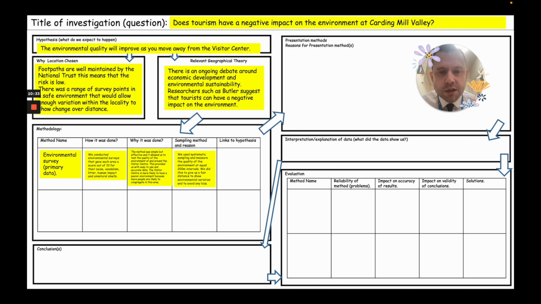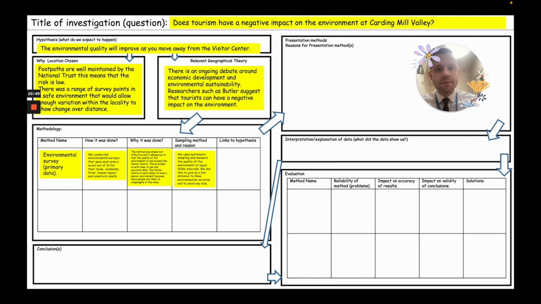Sampling method and reason. So we use something called systematic sampling. Think of the word system. We put a system in place. And ultimately, we measured the environment with our environmental surveys at 200 metre intervals, gaps in between. Alright? And we did this in 4 directions, north, east, south and west. And we did this to give us a fair distance to show environmental variation and also avoid any bias.